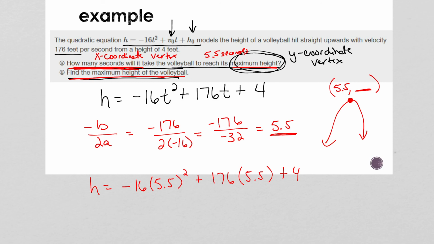And we get 488. And what does that stand for? That is 488 feet. So that's 5.5 seconds our volleyball will be at 488 feet. That volleyball was hit pretty high.